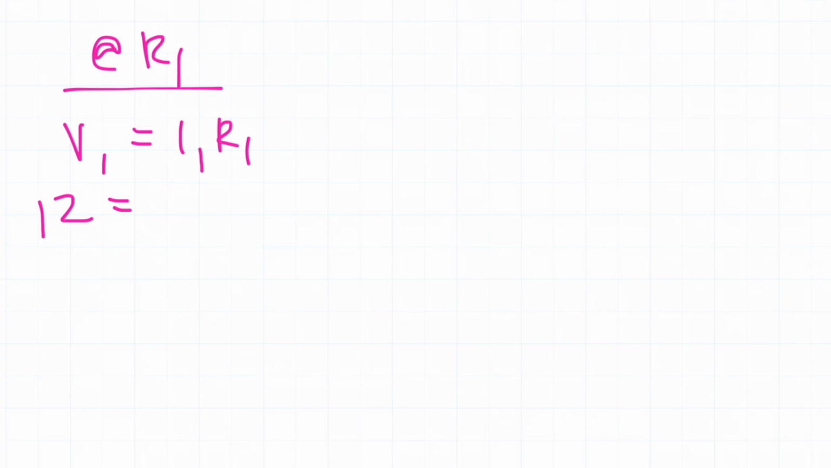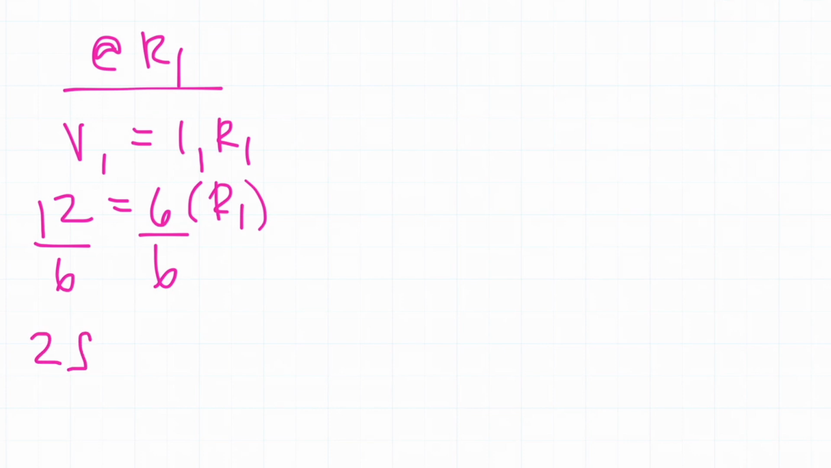At resistor 1, we have V is equal to IR. The voltage never changes, so it's 12 volts is equal to 6 amps times R1. Divide each side by 6, so we have 2 ohms is equal to resistor 1.